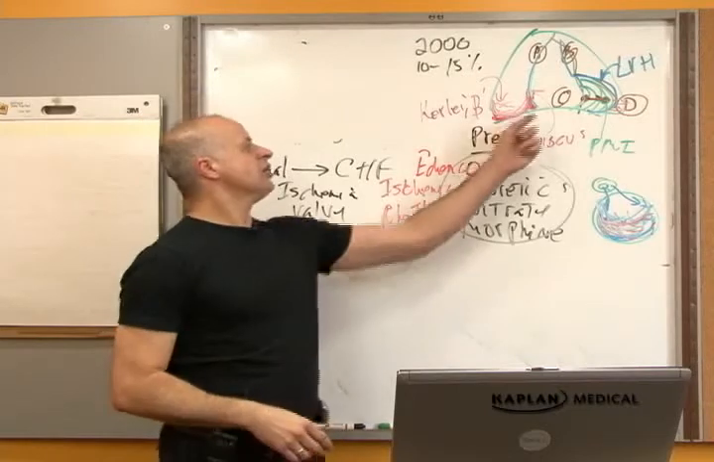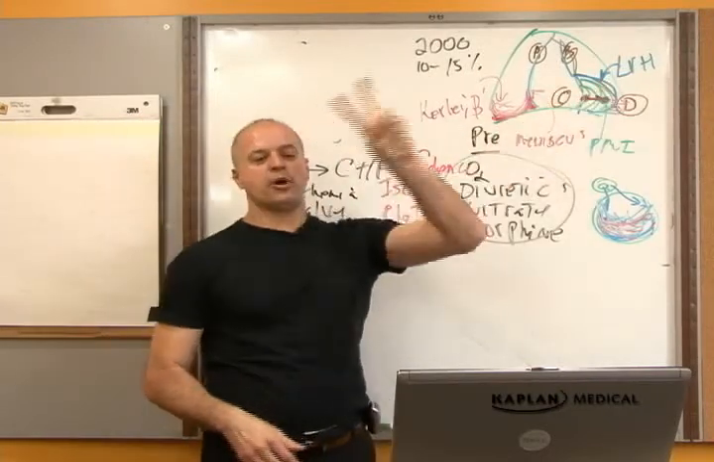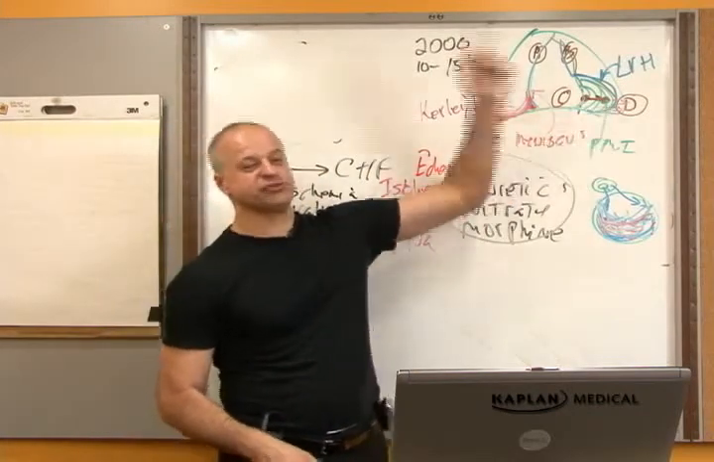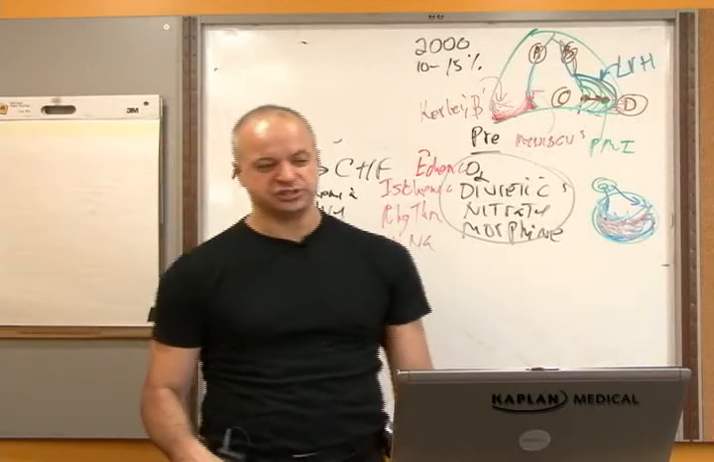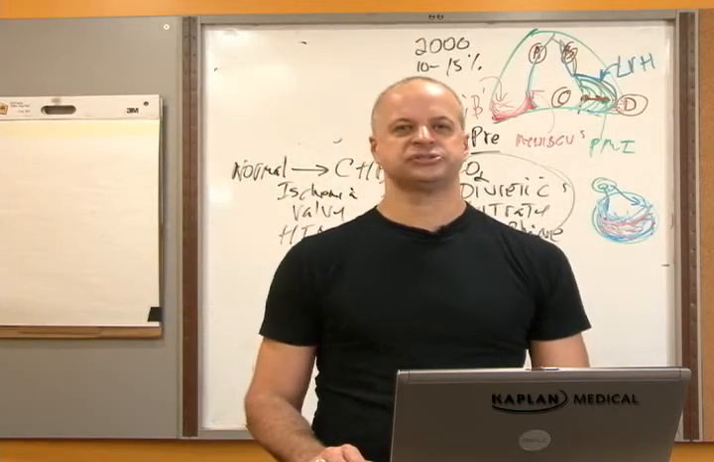So what do we have? Effusion, Kerley B lines, left ventricular hypertrophy, pulmonary vascular congestion. These are the x-ray findings. What should you do first?